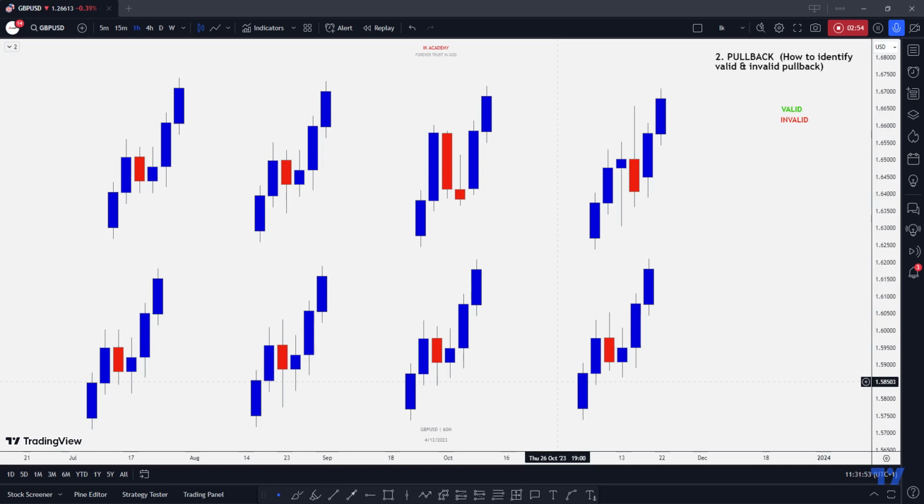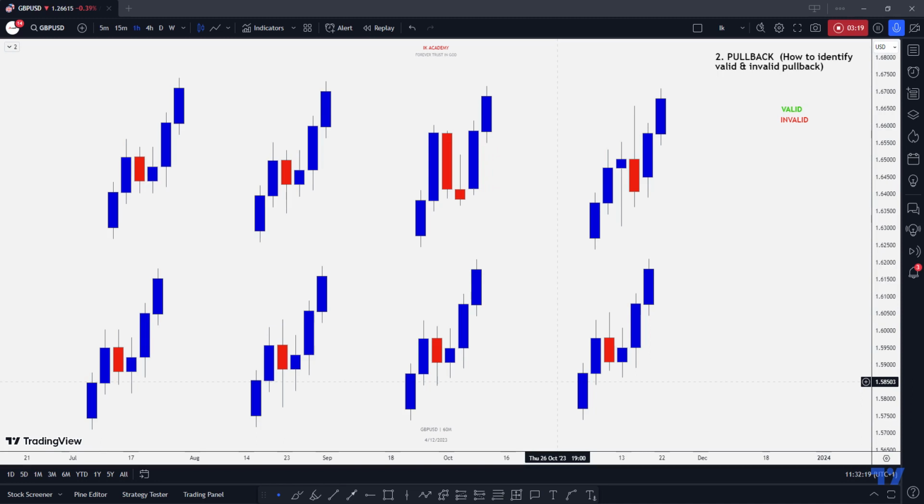With the proper understanding of how to identify valid pullback and invalid pullback, you'll be able to pick out the right order blocks, and the right inducement and stuff like this. So understanding pullbacks is very, very important. I don't know how to stress this more. You need to grasp the concept, and it's really not difficult. You don't need many indicators for this. It's very simple and straight to the point.